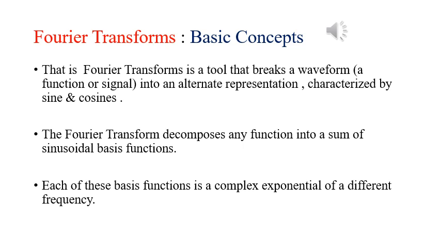The Fourier transform breaks a waveform, which is a function or a signal, into an alternate representation that is characterized by sine and cosine functions. In other words, the Fourier transform decomposes any function into a sum of sinusoidal basis functions, and each of these basis functions is a complex exponential of a different frequency. In short, the Fourier transform decomposes a complicated signal into different simple waveforms.